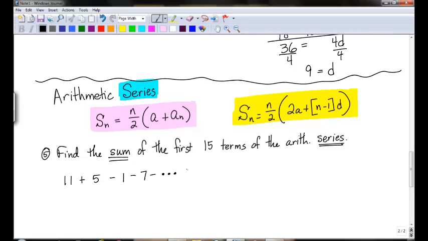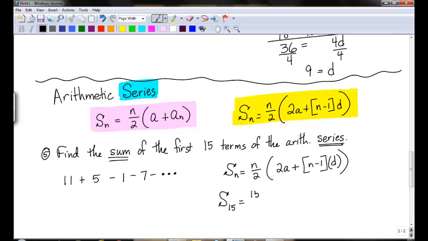So, looking at that, do I know the last term? No. So that puts me into this formula. If they gave me the last term, that would put me into the first formula. But they don't, so I'm in this one. Write the formula down: S sub n equals n over 2 times the quantity 2a plus n minus 1 times d, and if you want to put parentheses around the d, that's fine.